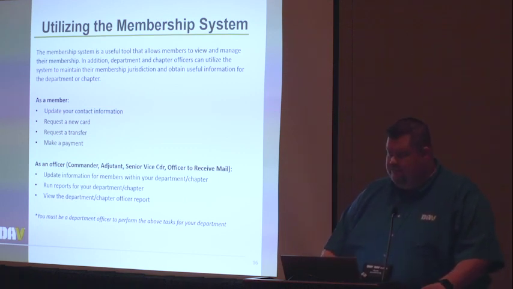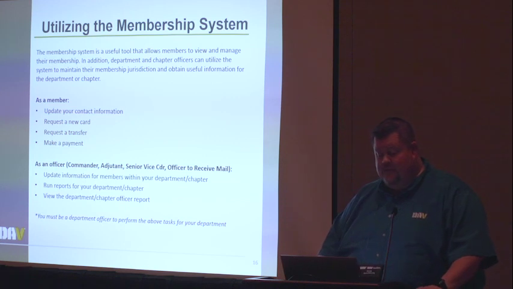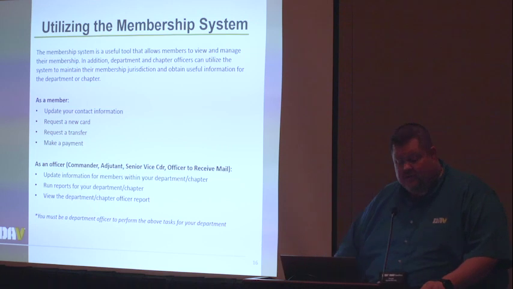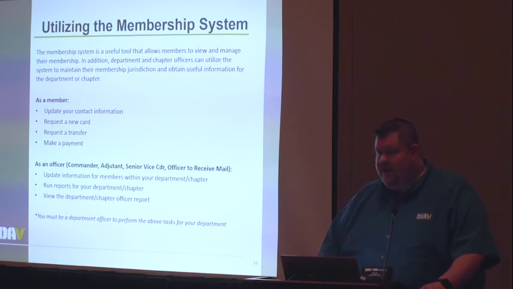So the mission statement for the membership system is that it's a useful tool that allows members to view and manage their membership. In addition, department and chapter officers can utilize the system to maintain their membership jurisdiction and obtain useful information for the department or chapter. As a member, you can update your contact information, request a new card for yourself, request a transfer, or make a payment. As an officer, you can update information for members within your department or chapter, run reports for your department or chapter, and view the department or chapter officer report. Again, you must be a department officer to perform the above tasks for your department.